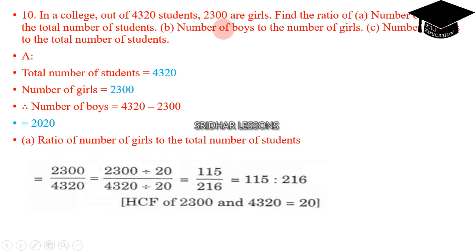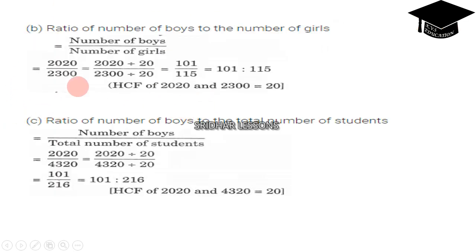Now question B, the number of boys to the number of girls. Number of boys, just now we have deduced, 2,020 by 2,300. It was given. Again the 20 table cancels 2,020 101 times, and we know 2,300 for 115 times it will be cancelled. So 101 by 115, or we can write this as 101 is to 115.